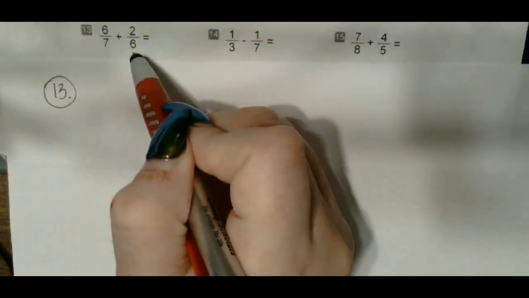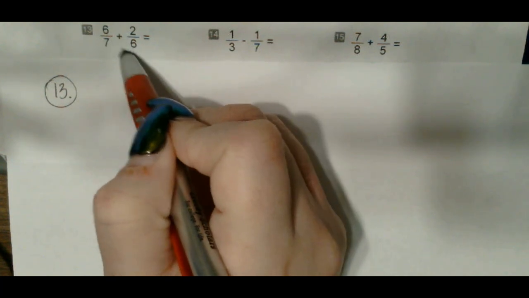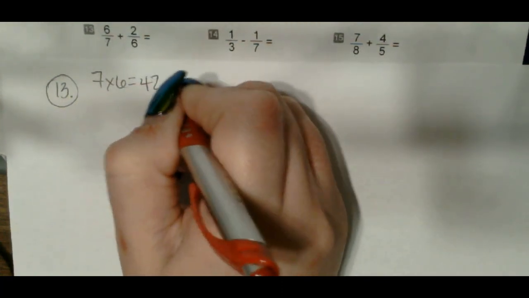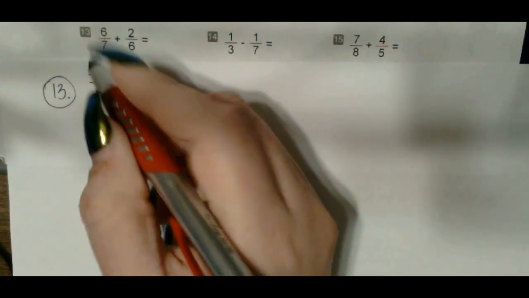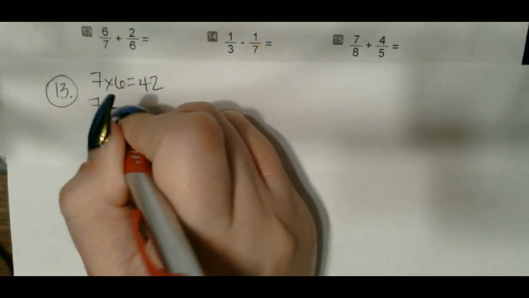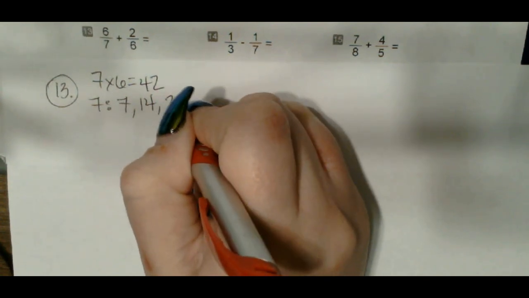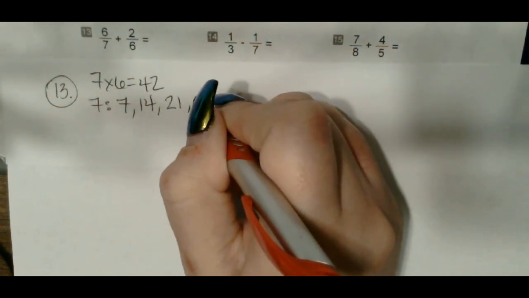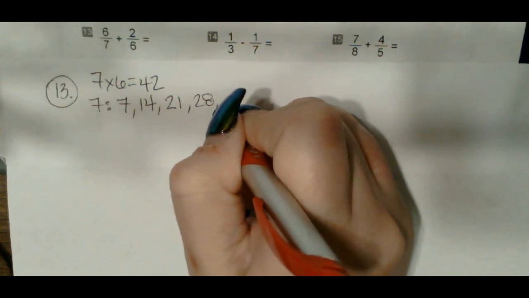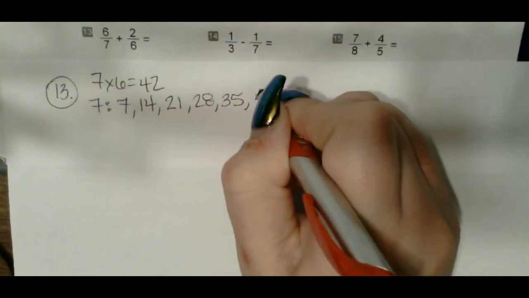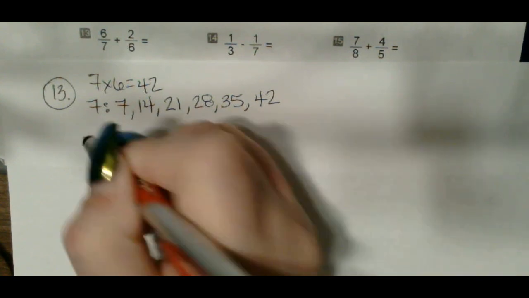They're very close together, so a shortcut would be just to multiply them, or let's just go ahead and list them to prove it. So 7 times 6 is 42. But let's double check. 7 times 1 is 7. 7 times 2 is 14. 7 times 3 is 21. 7 times 4 is 28. 7 times 5 is 35. 7 times 6 is 42. I'm going to stop there.